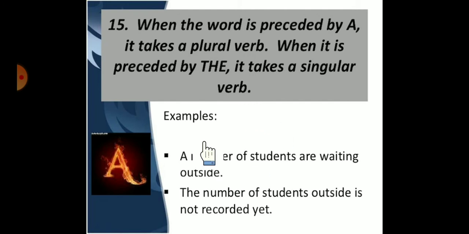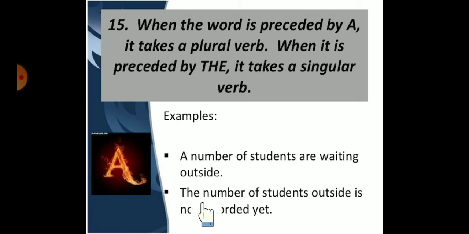See students, in the examples: "A number of students are waiting outside." "A number of students are waiting outside." So here "a" is coming in front of "number." Then which form of the verb do we have to use? Plural verb. Where is the plural verb used here? Here: "are waiting outside."